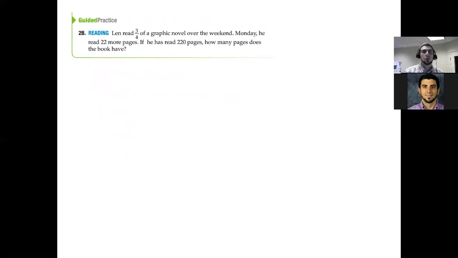Okay, we're back. So Len read 3/4 of a graphic novel over the weekend. Monday, he read 22 more pages. If he has read 220 pages, how many pages does the book have? Okay, so the whole equation is talking about how many pages of the book Len has read. So he read 3/4 of a graphic novel. Now, what's of mean to do? Right, multiply. So 3/4 of the, we're going to use P for pages because that's what we're trying to figure out.